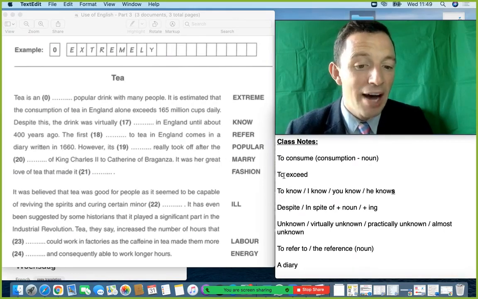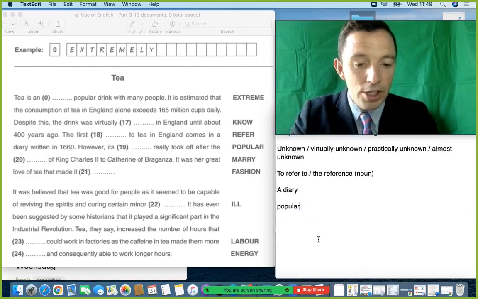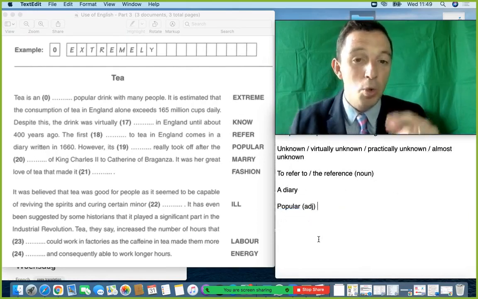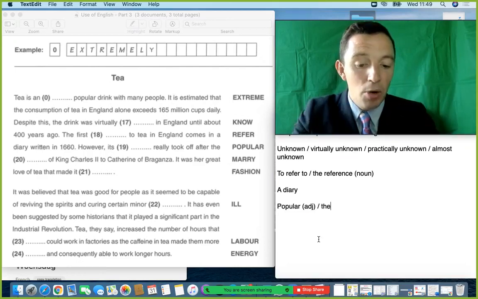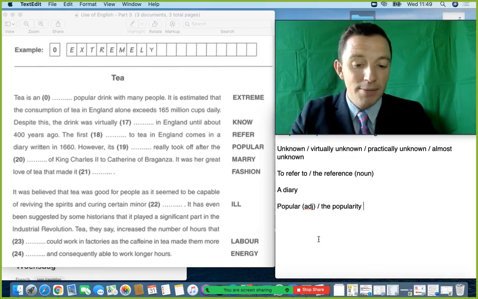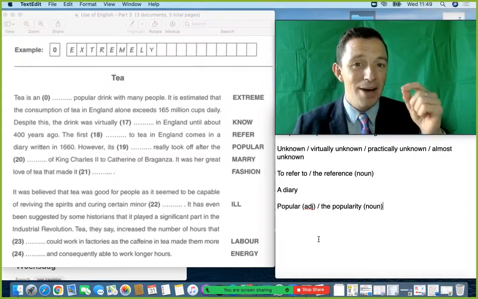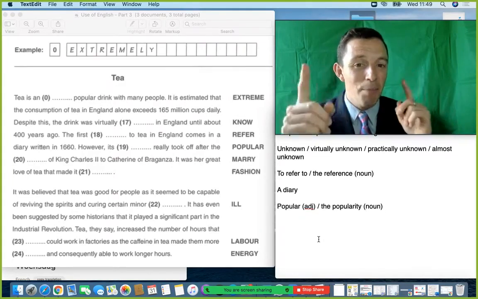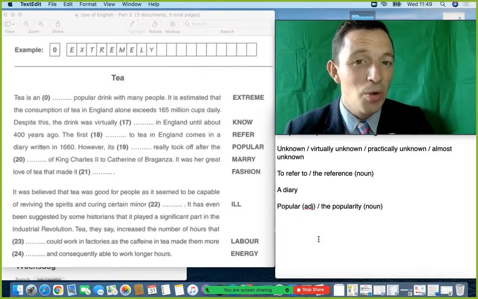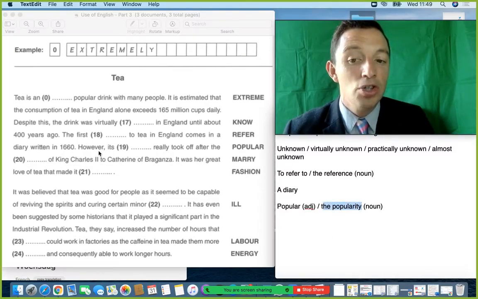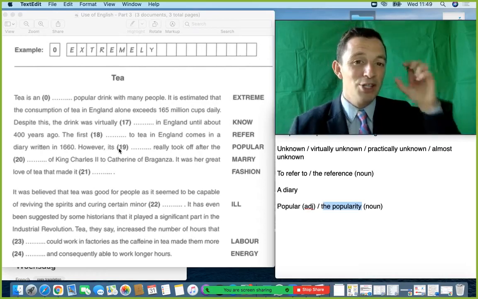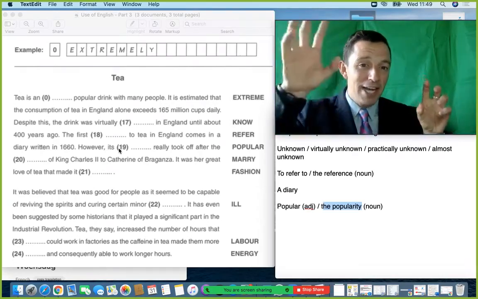Okay, and the word we have is popular, which is the adjective. So we need to find the noun of popular. It's a little difficult, but the only possibility is popularity. Okay, so the noun is popularity and the adjective is popular. So for this reason, the only answer possible here is popularity. Okay, so its popularity, so it's related to the tea, the popularity of the possession of tea.